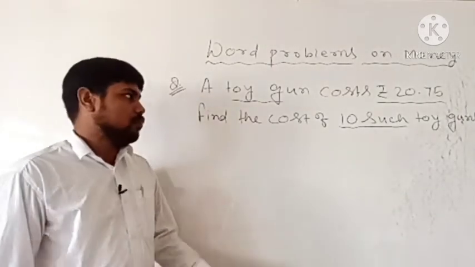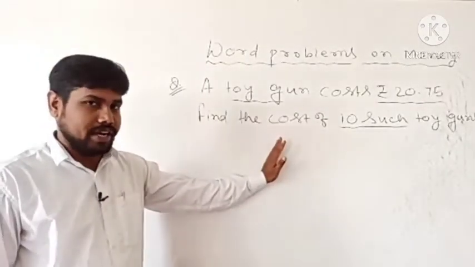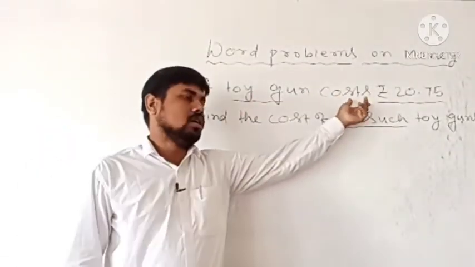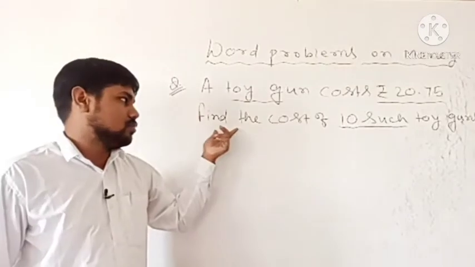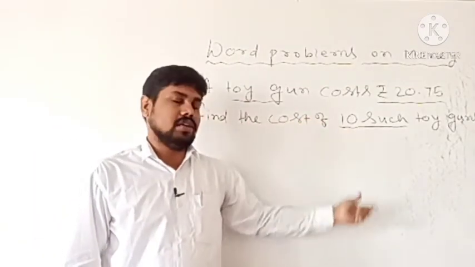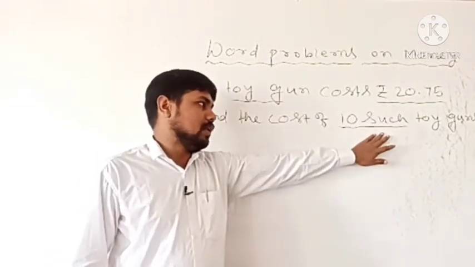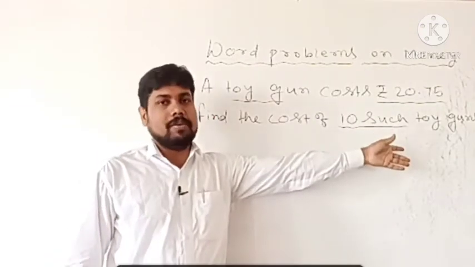This process is also known as the unitary method. When the cost of one thing is given and you are supposed to find out the cost of many, then we simply multiply. Whenever you multiply any number by 10, just one zero will be added after that.